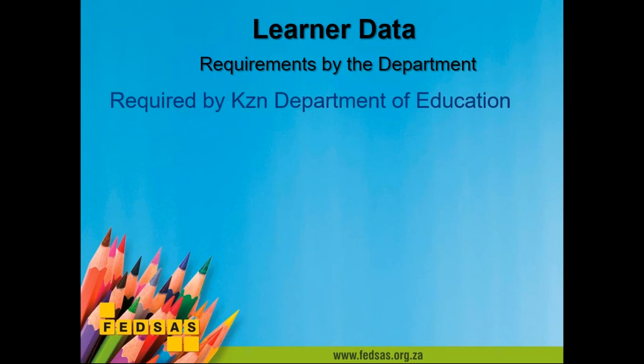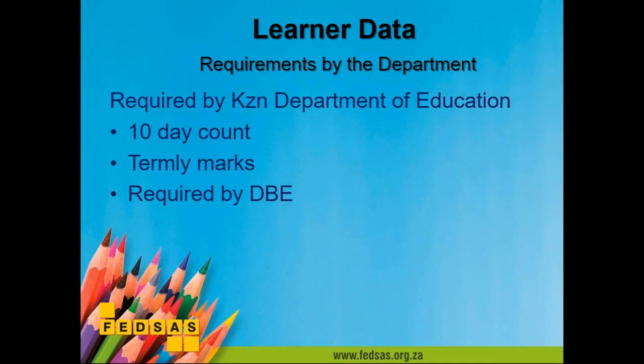So essentially what we're looking at is learner data, the requirements by the department. We're looking at the 10-day counts, the information that's required in the process, looking at your termly marks that need to go through. These are all the requirements that the DBE require into the system so that we can comply and provide them information. The LURITS submission obviously is your national submission. For those of you that don't know, we'll have a brief look at LURITS and what that's about now.